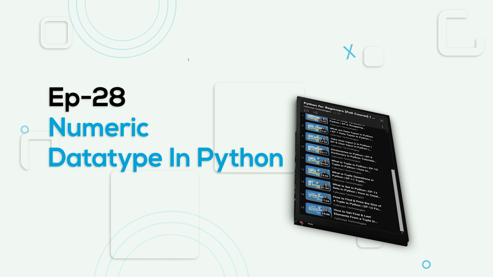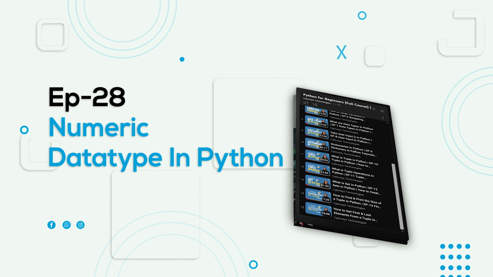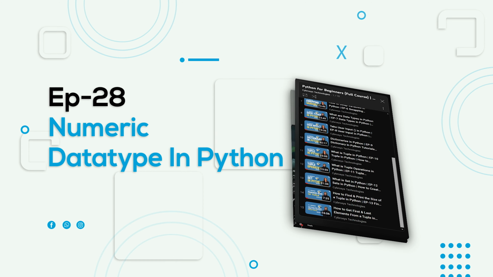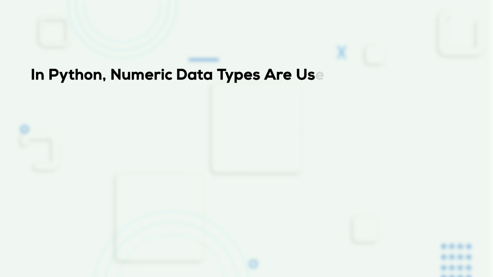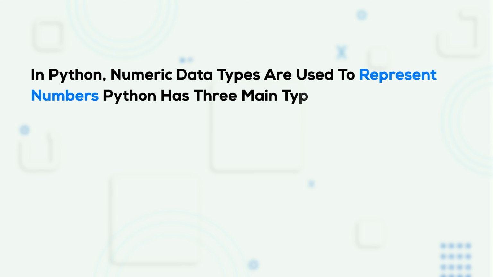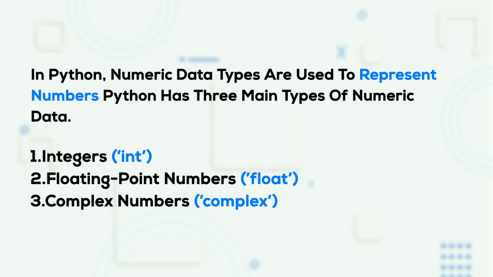In today's video, we will be discussing the numeric data type. We know numeric data type is a category that contains numeric data, which means the values will be numbers. Python supports various types of numbers, including integers, float, and complex.